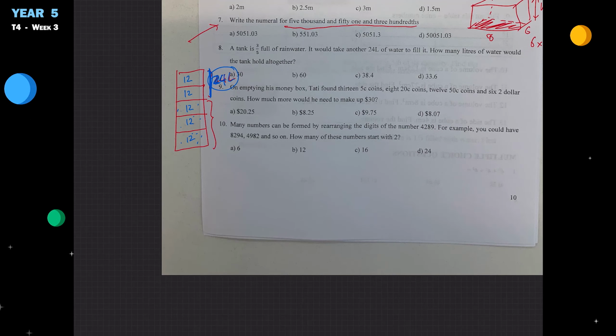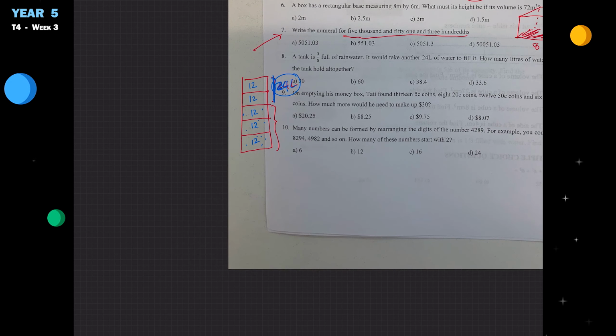So how many liters of water would the tank hold altogether? So work it out. How many liters is it when the tank is full? 12 times 5 there.